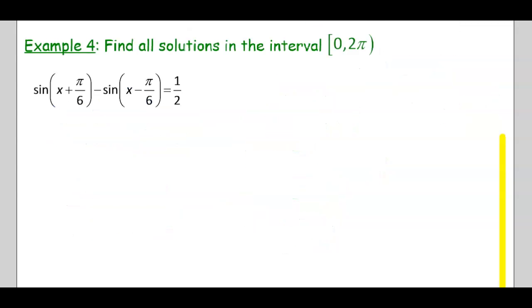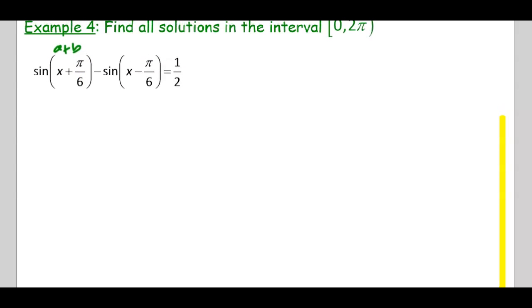All right, find all solutions in the interval from 0 to 2 pi. All right, so here we go. Right here, sine of A plus B, right? And we got minus sine of A minus B. So sine of A minus B, this is gonna give us sine of A cosine of B.